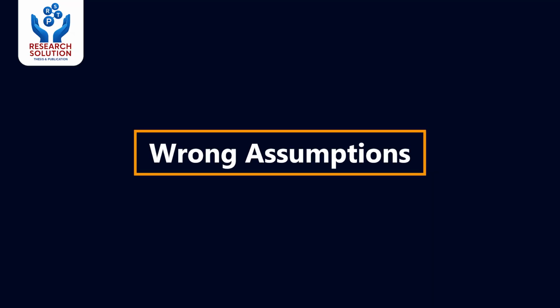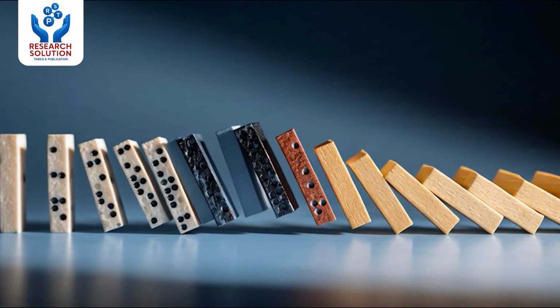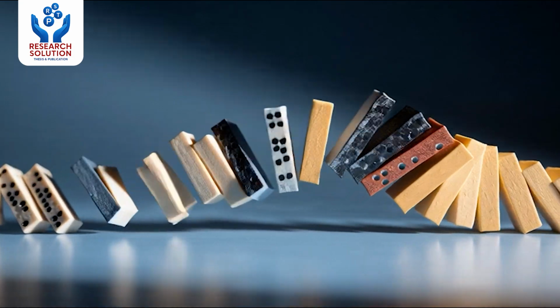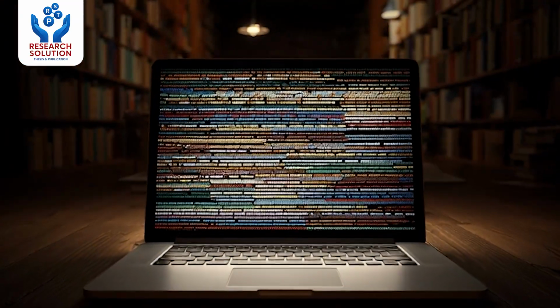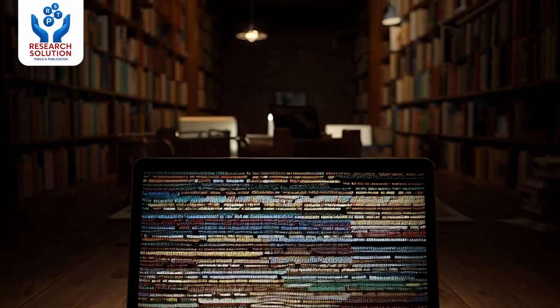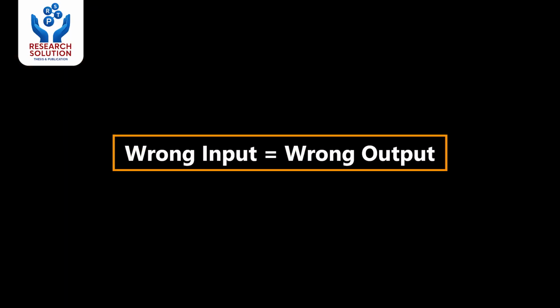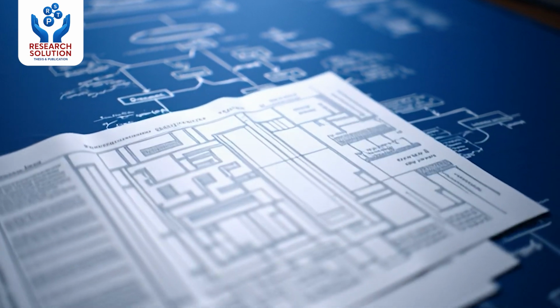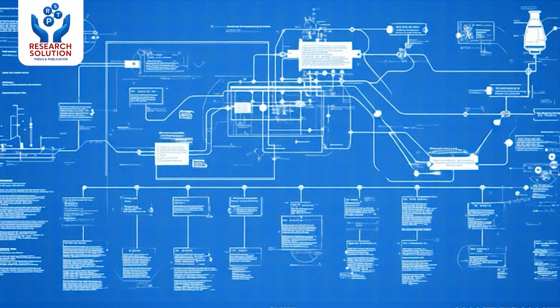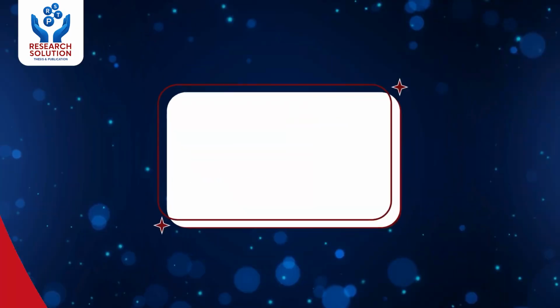Third, wrong assumptions. If your prevalence is guessed incorrectly, your entire calculation collapses. If your error margin is unrealistic, your sample becomes misleading. Wrong input is equal to wrong output. These errors don't just weaken studies, they make them rejectable. Statistics doesn't forgive shortcuts.